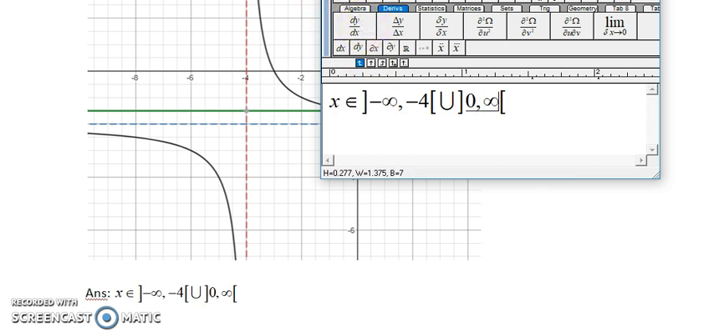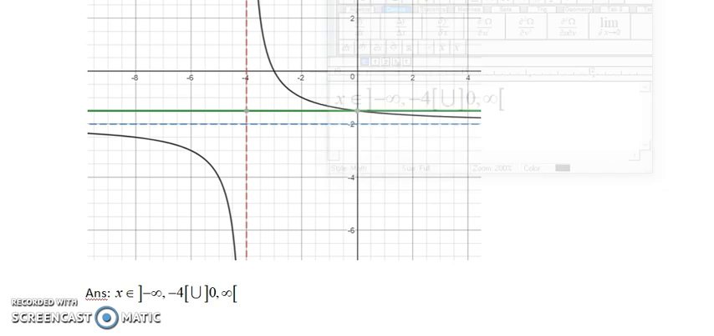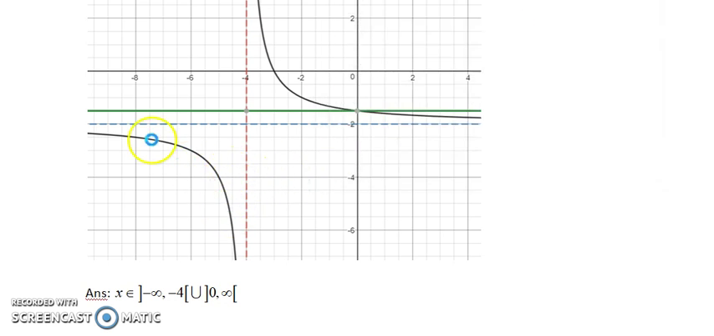So just to recap here, my answer represents all the x values for which this function is less than or below this green line. So all of these values, and starting from here, all of these values here.